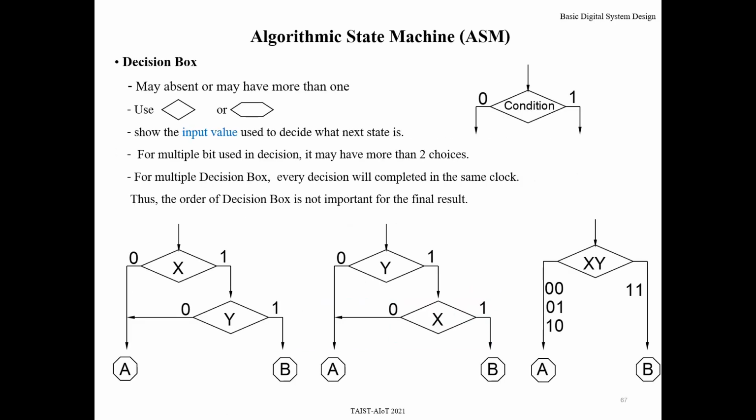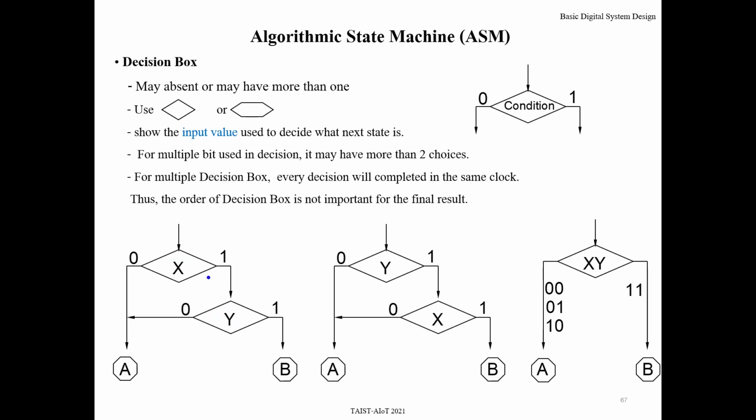For the decision box, we use this diamond shape, or this shape. The decision box shows a condition using an input variable that is 0 or 1. If this condition comes true, go to this state. If this condition comes true, go to this state. The next step is based on the input condition.